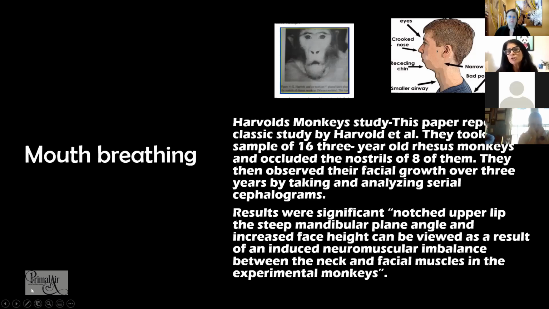And this other picture here, I'm sure you can identify people in your life or that you've seen with the picture where their eyes are just kind of sunken in. They have that crooked nose, receded chin. Those patients have those small airways. They have that long, narrow face, and you see them also with bad posture.